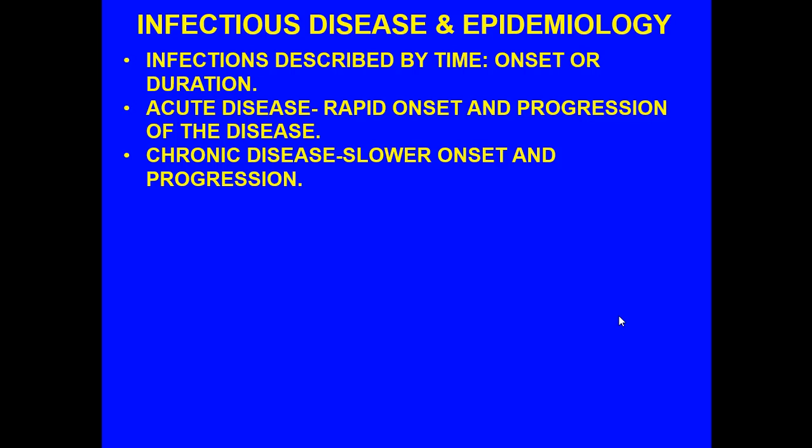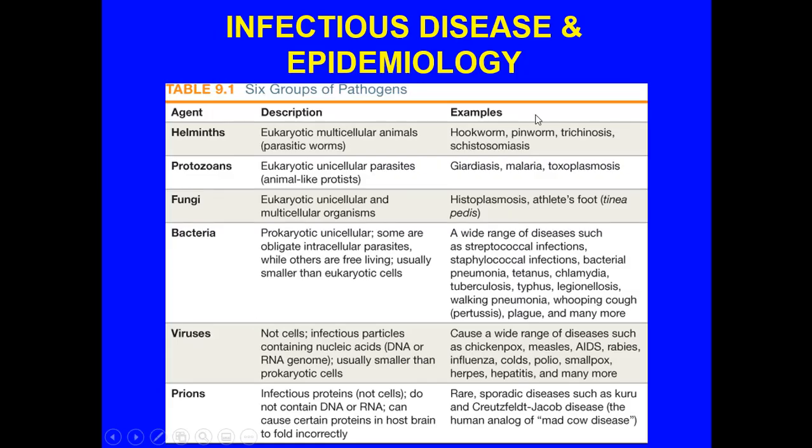A chronic disease, though, differs. It's got a slower onset and progression. Some of this is based on the way the organism fights against the host immune system, as well as how the organism may incubate within the body. Okay? So there are a variety of factors there that differentiate chronic disease from acute disease.